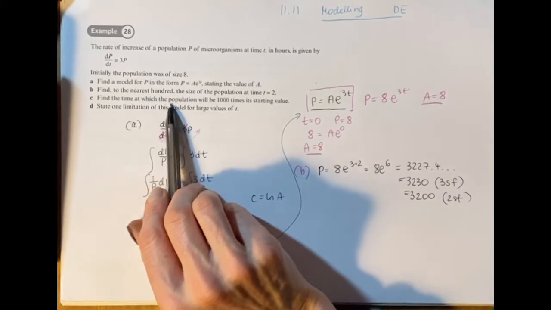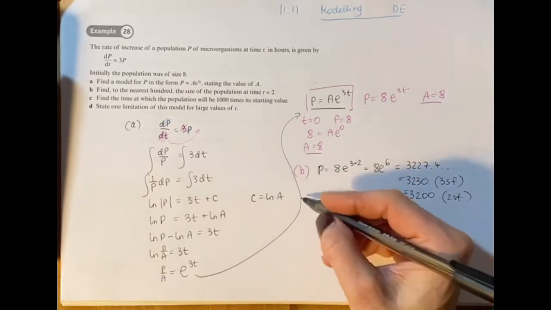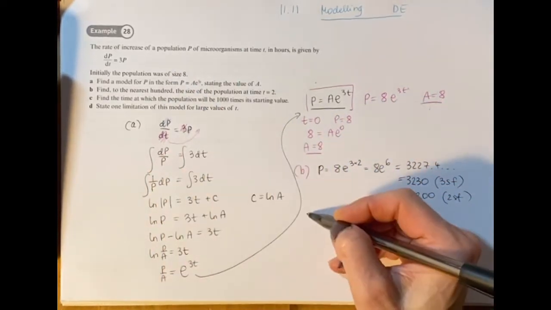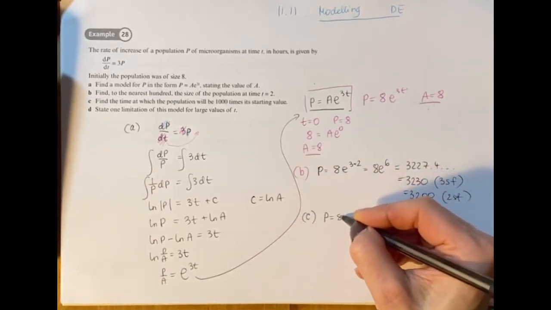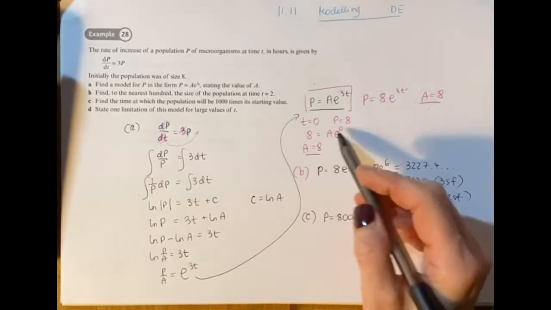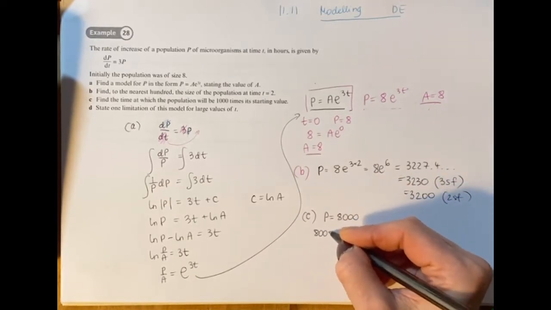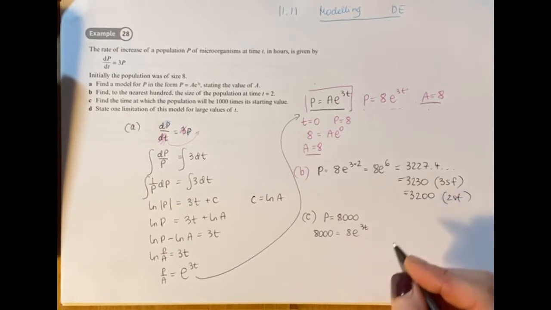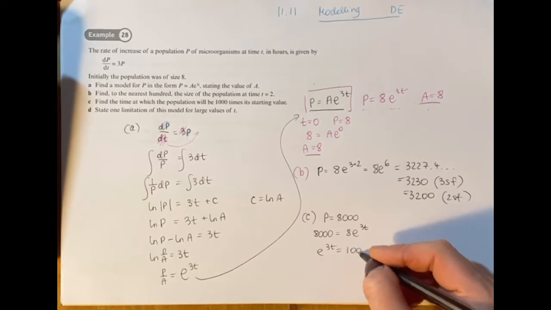Find the time at which the population will be 1,000 times its starting value. So the starting value is the initial value of 8. So 100 times that, no, 1,000 times. So P is equal to 8,000. So let's substitute 8,000 into the equation that we are working with. So it's 8,000 is equal to 8 e to the power 3t. So e to the power 3t, divided by 8, gives you 1,000.